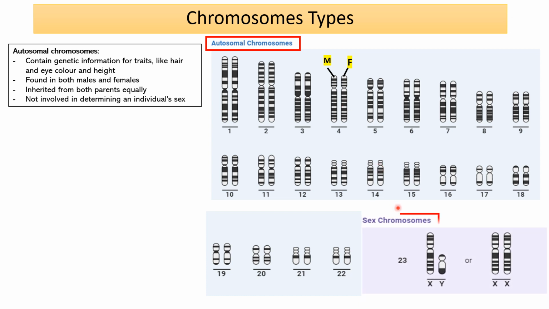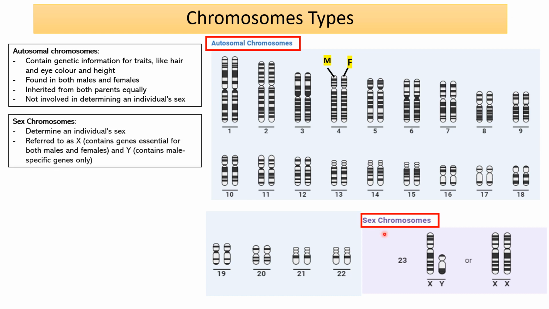The second type of chromosomes found in a human cell is the sex chromosome. Sex chromosomes also have specific characteristics. The first thing is that they carry genes that determine the individual's sex. In humans, there are two types of sex chromosomes: an X chromosome and a Y chromosome.